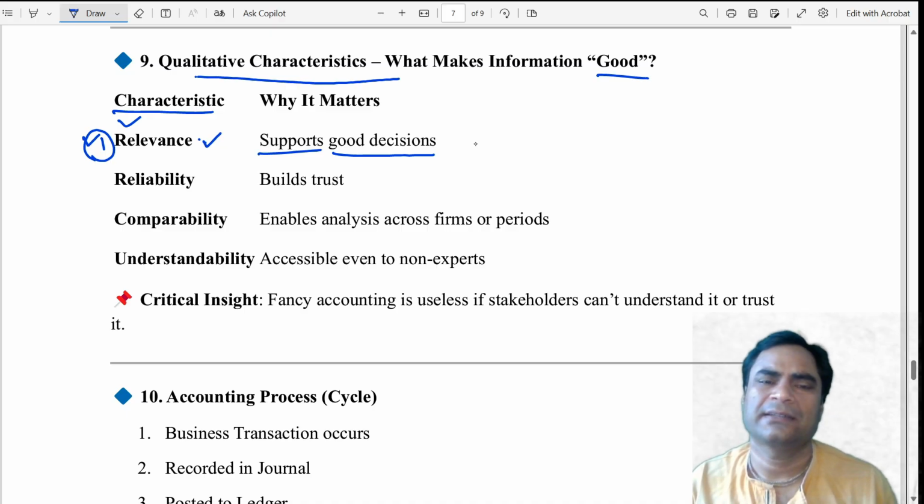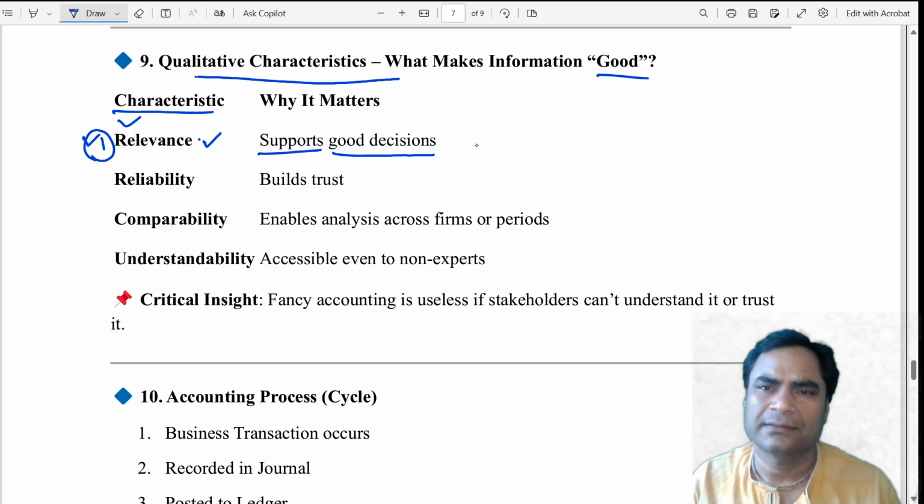So this decision may be based on the information given by the accounting. If the relevant information is provided, then the accounting records would be called qualitative. Okay, so hope the point is clear that the accounting information should be relevant. The characteristic of relevance should be there in accounting information.